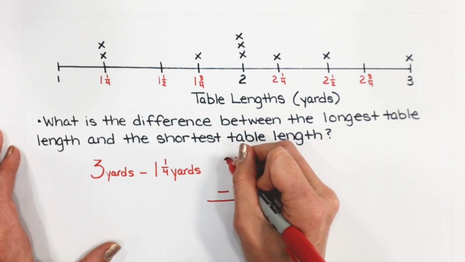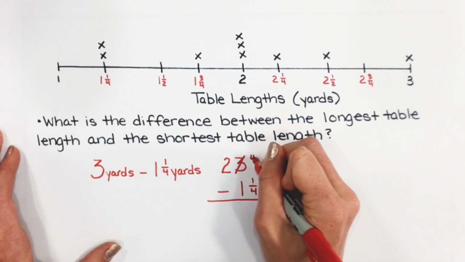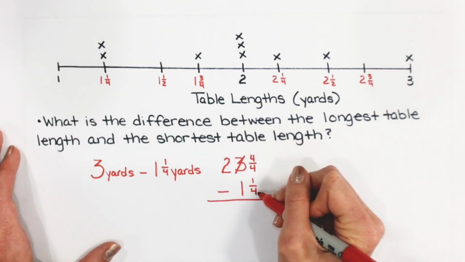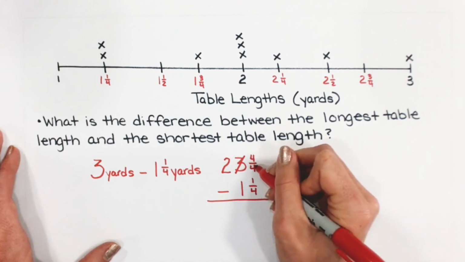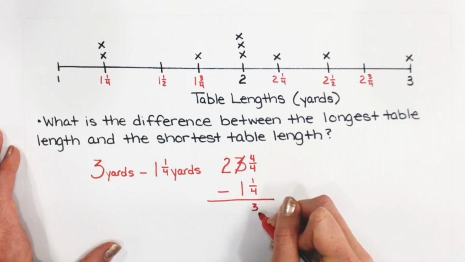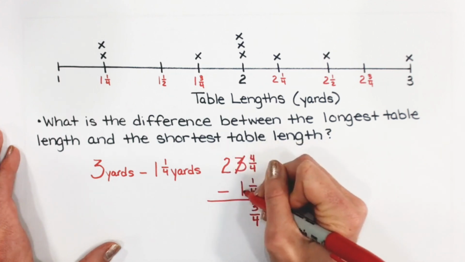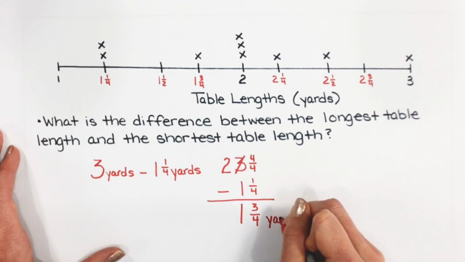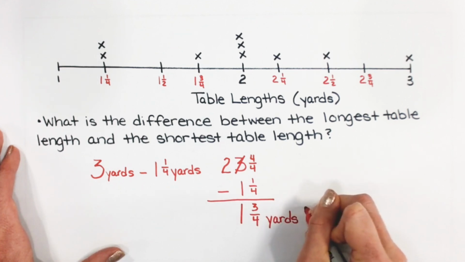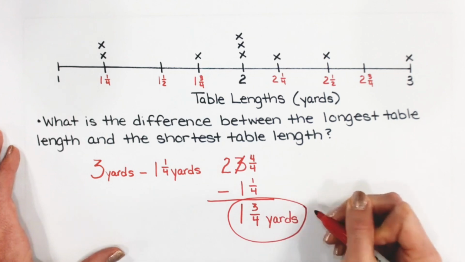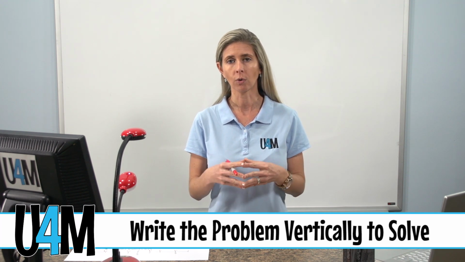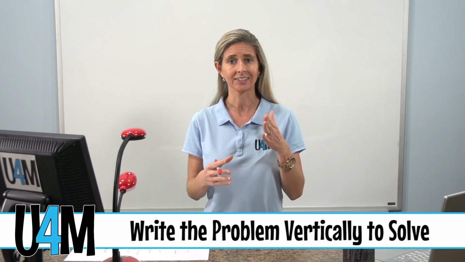So I'm going to make that 3 a 2 and my fractional unit 4/4 as my 1 whole, so I can easily subtract 1/4 from 4/4. So 4/4 minus 1/4 is 3/4, and 2 minus 1 is 1. So the difference between my longest table and my shortest table is 1 3/4 yards. So we can use this line plot to help us solve this problem. Remember, when we're faced with a line plot, we're only focusing on the data that has X's above it.